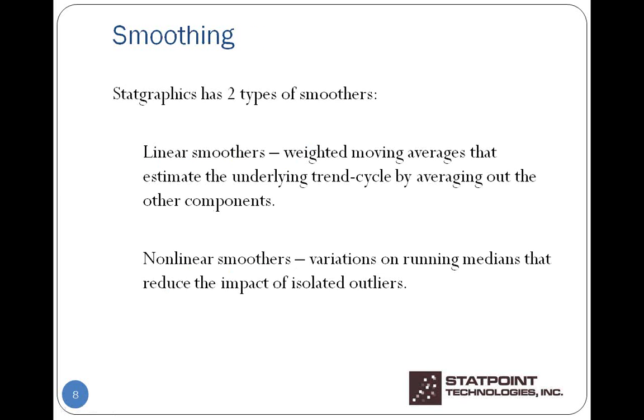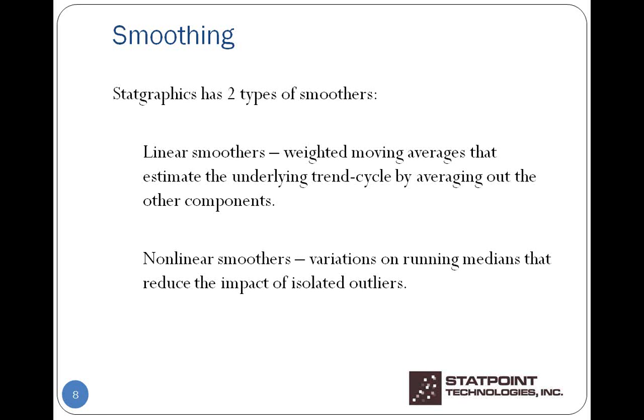Now, keep this model in mind where the data is represented as trend, cycle, seasonality, and randomness. And let's talk about some of the smoothers that are available in Statgraphics. Statgraphics has a special procedure for smoothing time series data. And it provides two basic types of smoothers. There are linear smoothers and nonlinear smoothers. Linear smoothers are weighted moving averages designed to smooth out the randomness and also, if you pick the right moving average, eliminate the seasonal components so that you can see the underlying trend cycle. And in just a moment, we'll go ahead and put a moving average through our unemployment data, and you'll see that it does a pretty good job of showing us the underlying change in the level of the series.